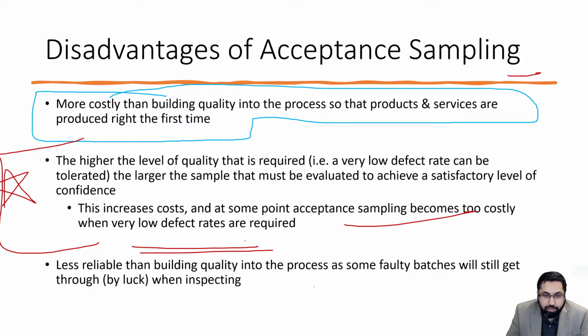It is less reliable than building quality into the process, because you're playing the game of chance. Even if you calculate the sample size properly and so forth, there's still a small chance that some batches may go through which have high defect rates. So your customer satisfaction, especially in a business-to-business context, if you're shipping parts to a large manufacturer, can suffer if some batches get through which have a high number of defects.